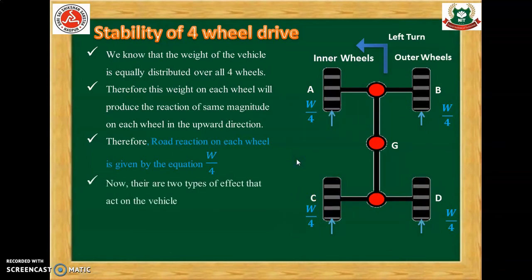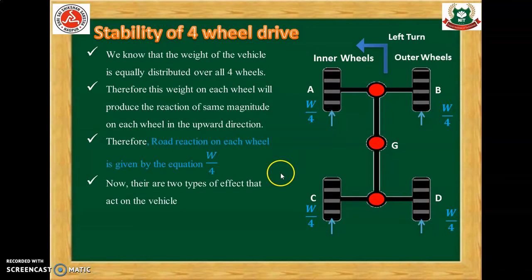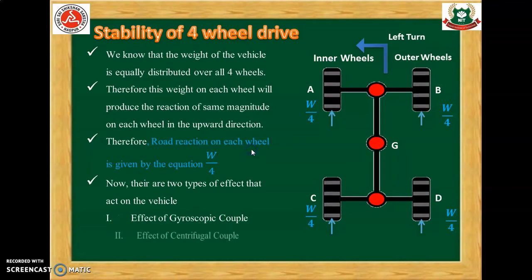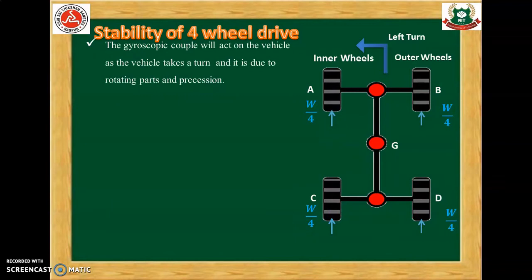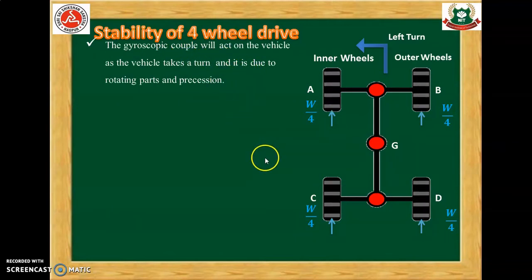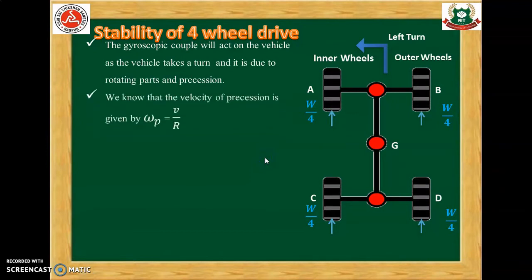Now there are two types of effects that act on the vehicle. Number 1, effect of gyroscopic couple, and number 2, effect of centrifugal couple. So first we will see the effect of gyroscopic couple. Now here the gyroscopic couple will act on the vehicle as the vehicle takes a turn, and it is due to rotating parts and precession. We know that the velocity of precession is given by omega p equals v upon r.